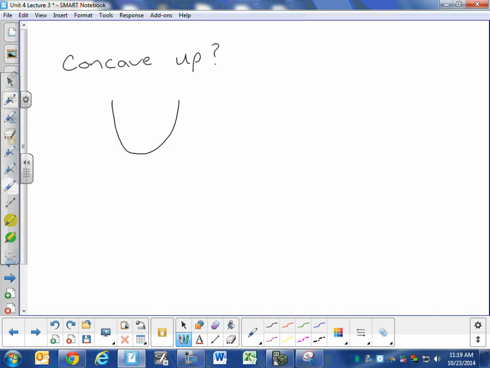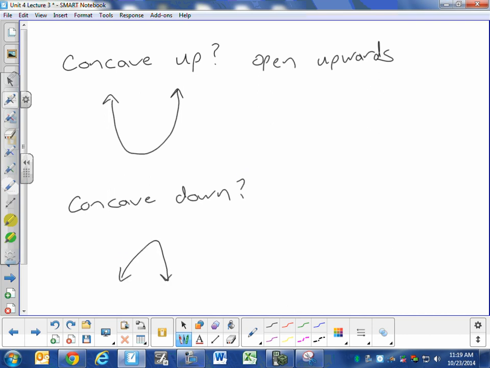Concave up looks like this. If you're concave up, you open upwards. You could have a graph like that. That's simple, right? If you are concave down, you would then open downwards. You'd look like this. Okay? And this entire graph is concave up. This entire graph is concave down.